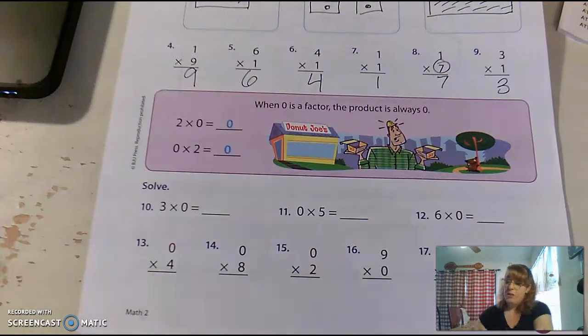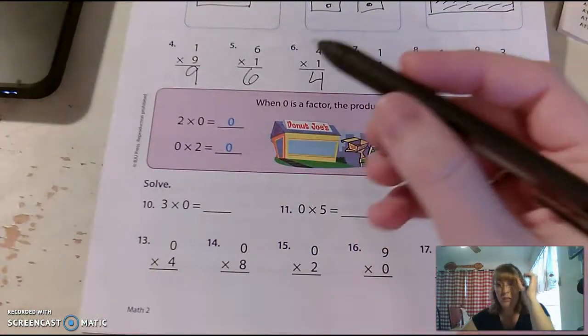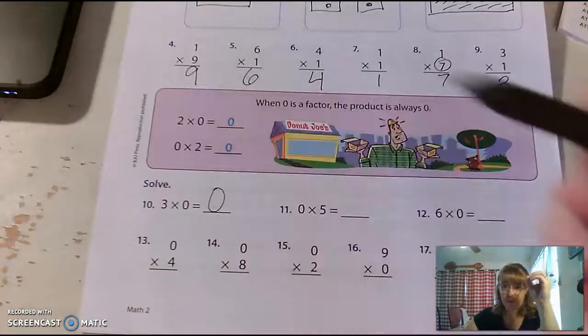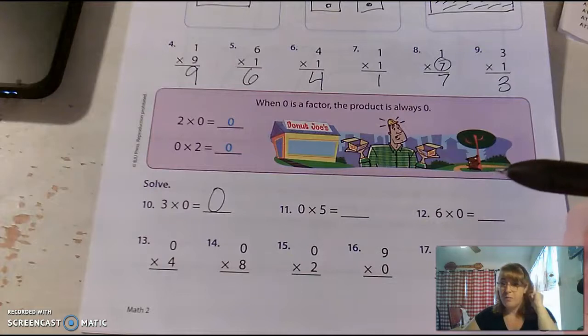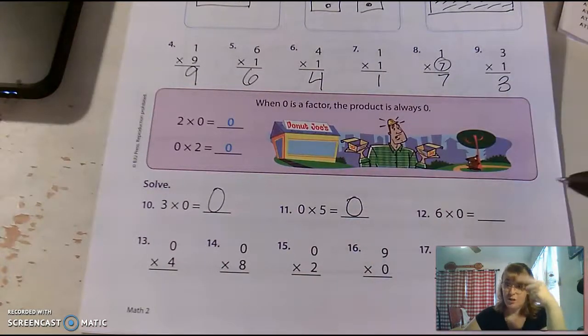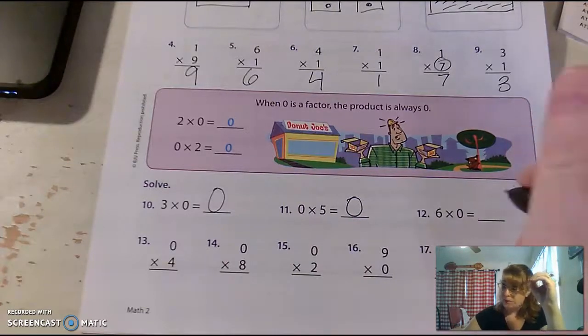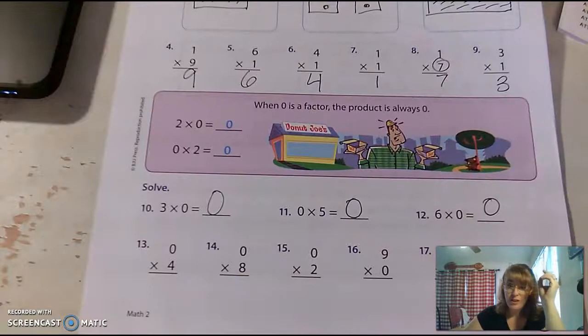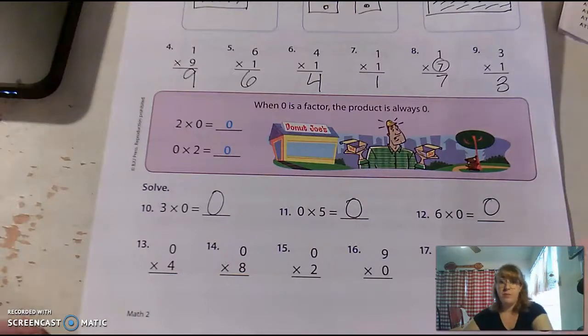So, 3 times 0. 0. Big fat 0. 0 times 5. 0. Are you catching up with me here? Okay, good. 6 times 0. 0. Oh my goodness. Are you serious, Mrs. Forte? Are these all zeros? Yes, as everything times 0 is going to be 0.